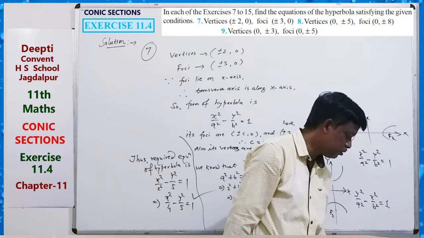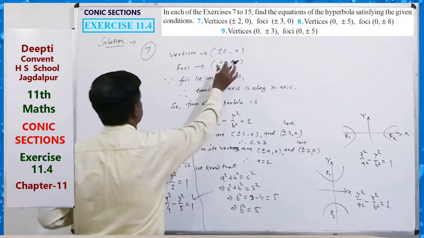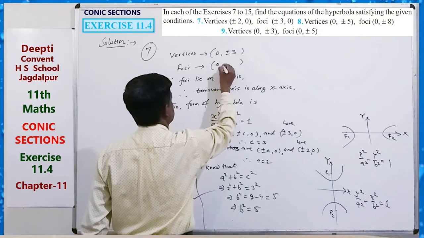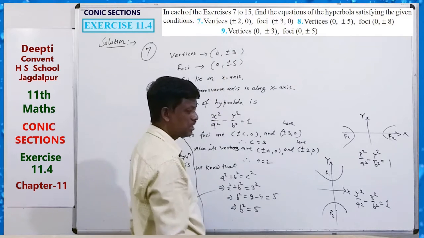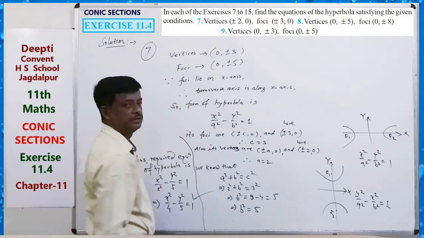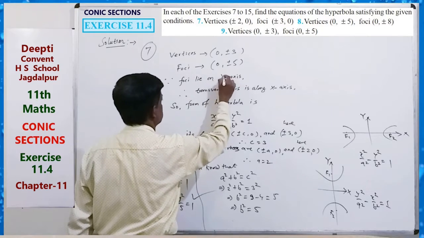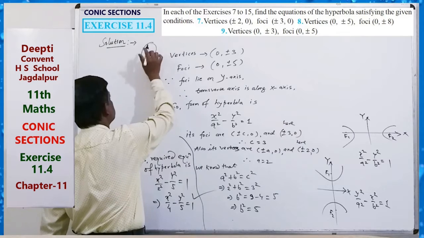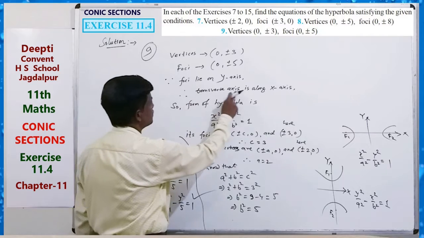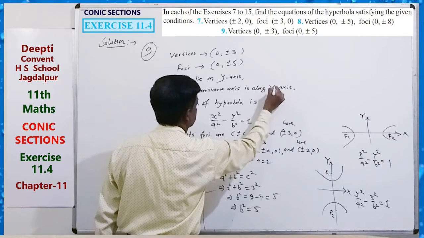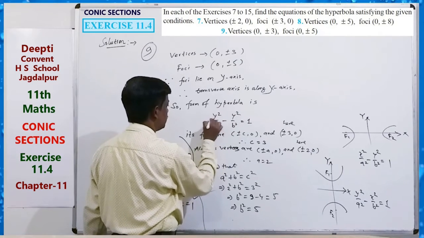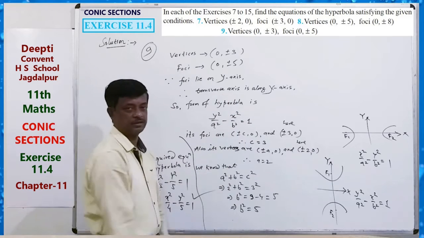Here question 9. 0 plus minus 3 vertices, 0 plus minus 5 foci. Here the foci lie on the y-axis. So the transverse axis is along the y-axis. The form of the hyperbola will be y square by a square minus x square by b square equals 1.